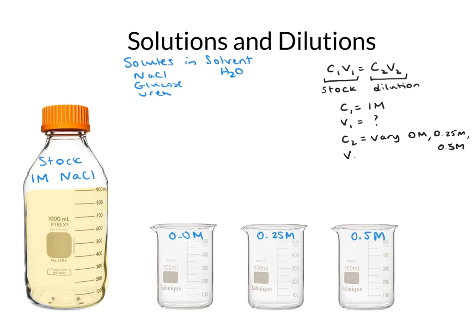Then finally, we need our final volume of our dilution, V2. And let's say we're making 200 milliliters of this dilution. I think that's what we made in the lab. But that can vary. It just depends on what you need for your specific experiment.